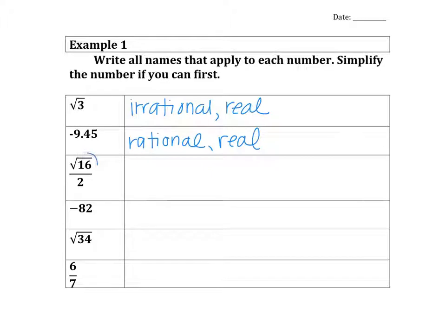The next one, can I simplify the square root of 16 over 2? And the answer is yes. The square root is not over the entire fraction, so it's over the 16. I need to do that first according to PEMDAS. So I have 4 divided by 2, because the square root of 16 is 4. 4 divided by 2 is 2. So now the actual number I'm looking at is 2.